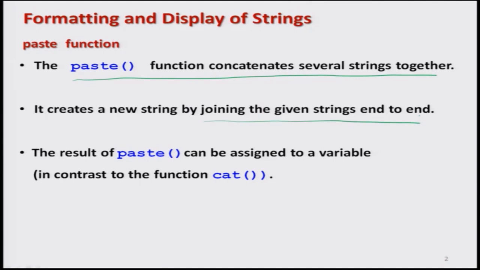But if you try to recall, the same thing was being done by the cat function also. Then what is the difference between the two? This is the main difference. The results of paste function can be assigned to a variable, and that was not possible in cat function. That is the major difference between the two.